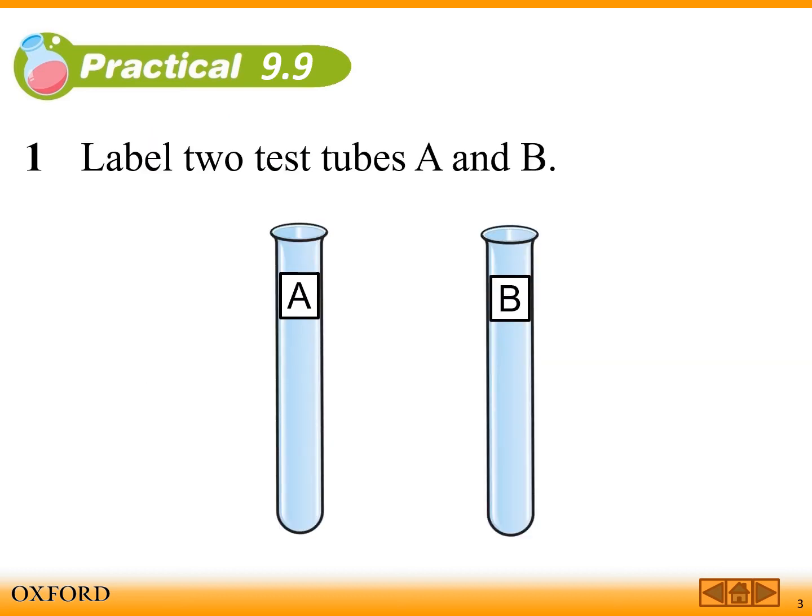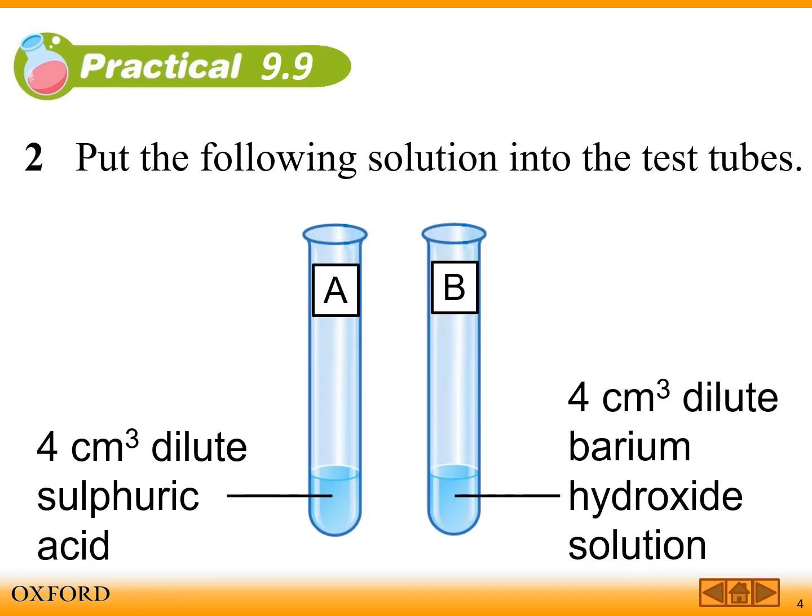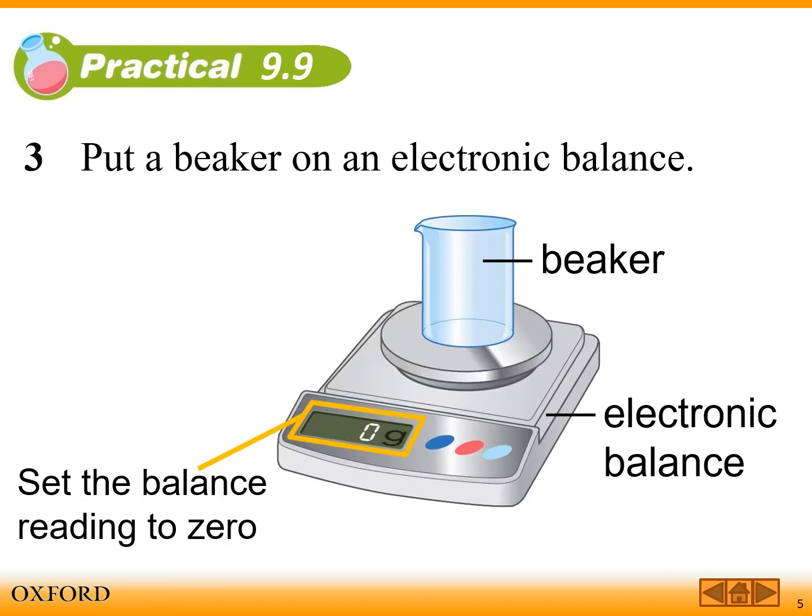First of all, we have two test tubes. For test tube A, we'll add an acid, that is a dilute sulfuric acid. For test tube B, we'll add an alkali, that is dilute barium hydroxide solution. And we will use an electronic balance. As you know, we are looking at mass, so we need a balance, right?